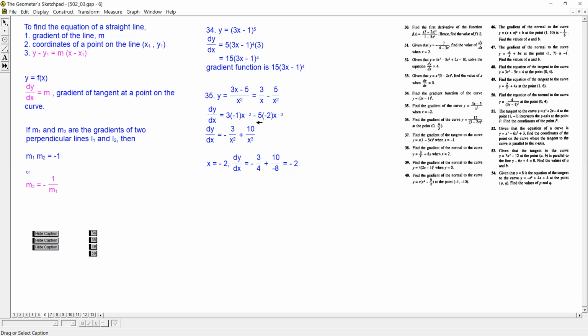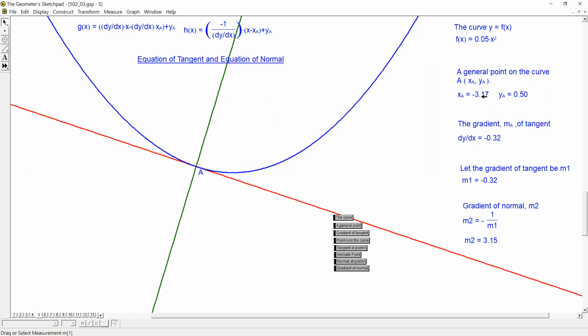Now, there's one thing I want to tell you. Now they give you only the x coordinate. If you look here, the point on the curve has two coordinates. You have the x coordinate and the y coordinate. Now in the question that we have seen just now, they gave us only the x coordinate.